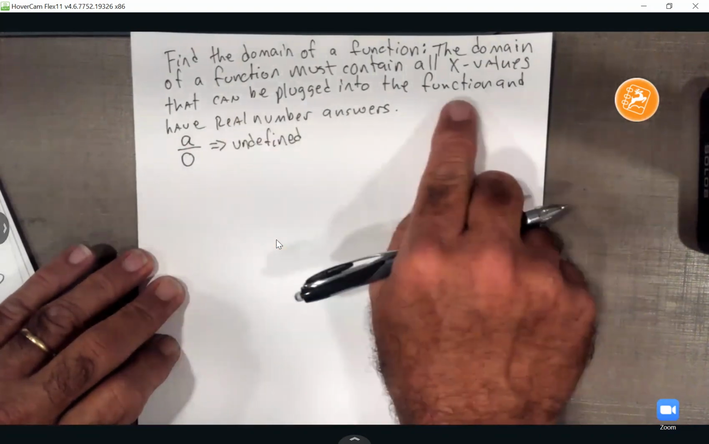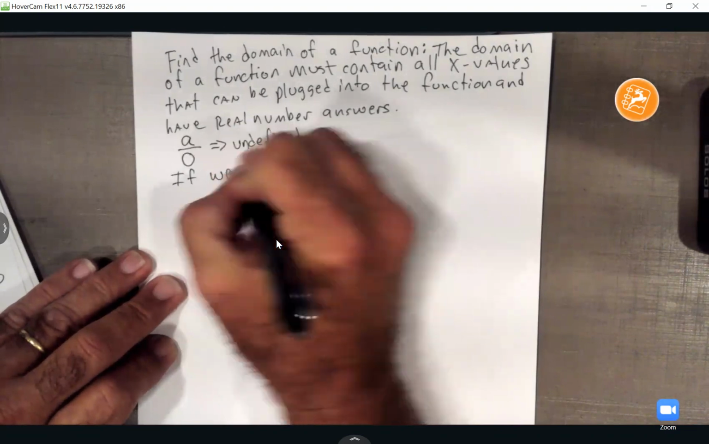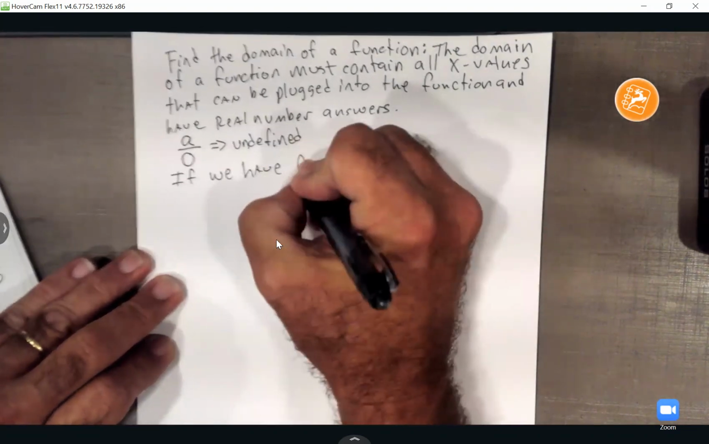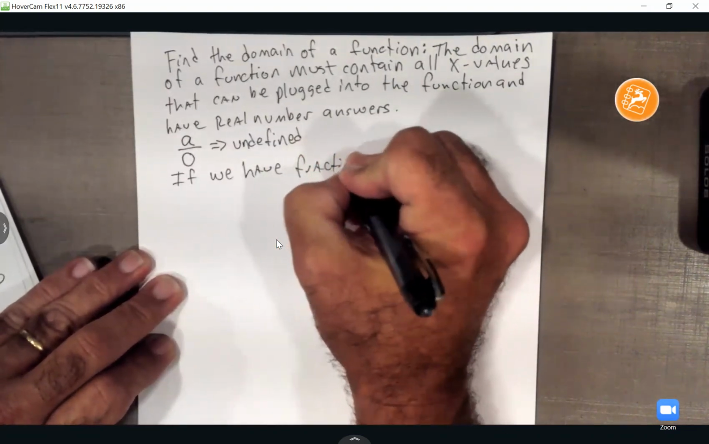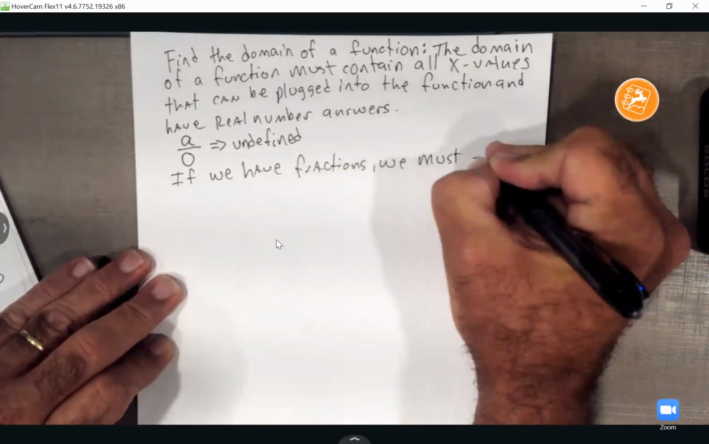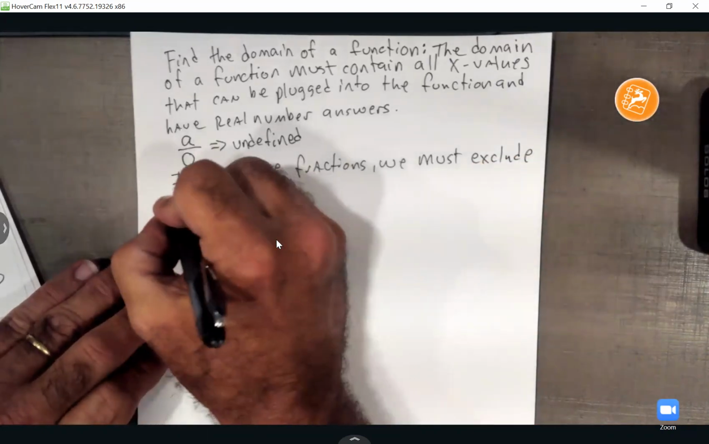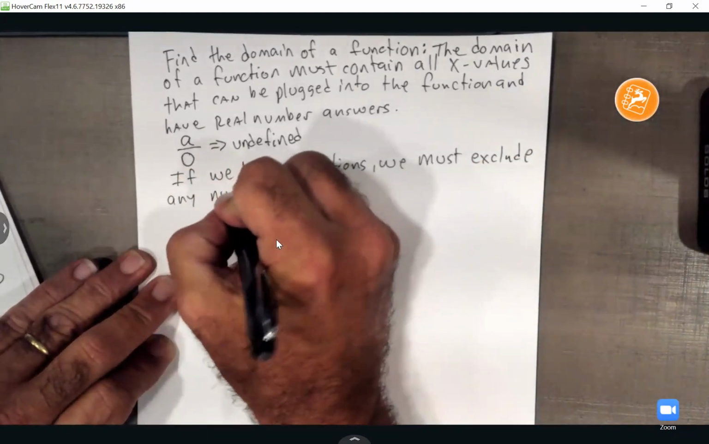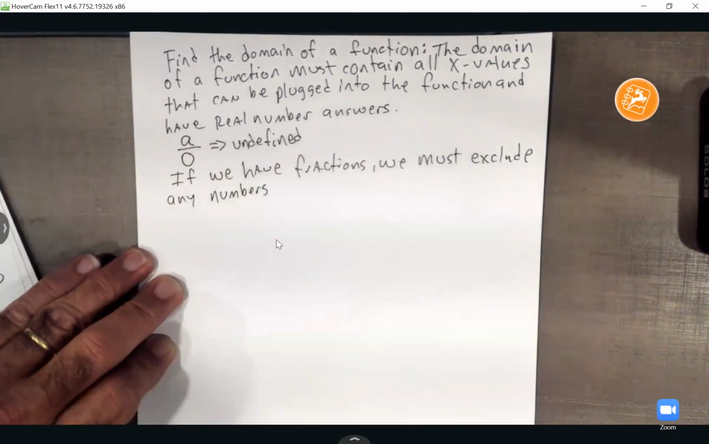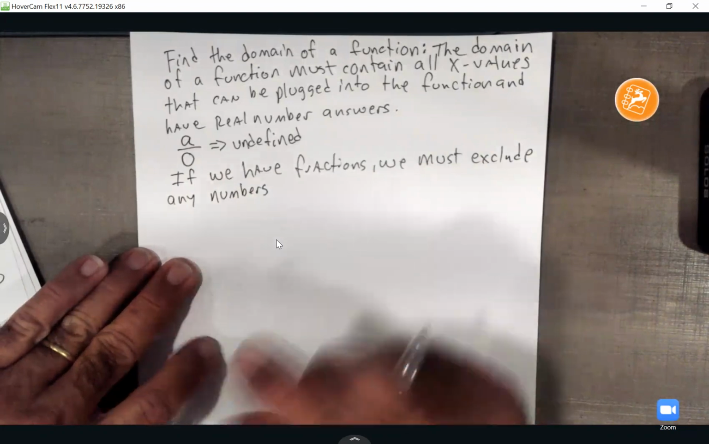So finding the domain of a function. If we have fractions, we must exclude any numbers that make the function undefined.